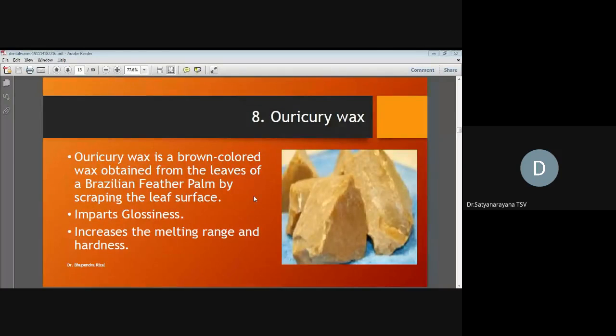Ouricury wax is a brown colored wax obtained from the leaves of a Brazilian feather palm by scraping the leaf surface. It imparts glossiness and increases the melting range and hardness.